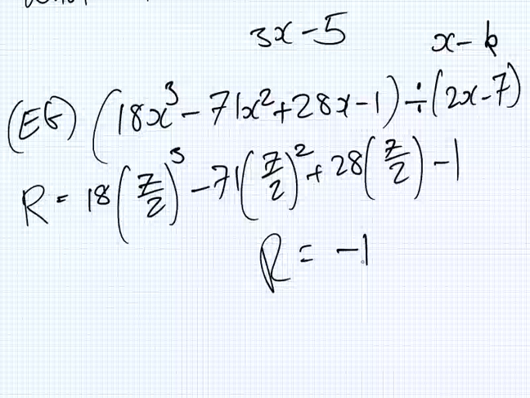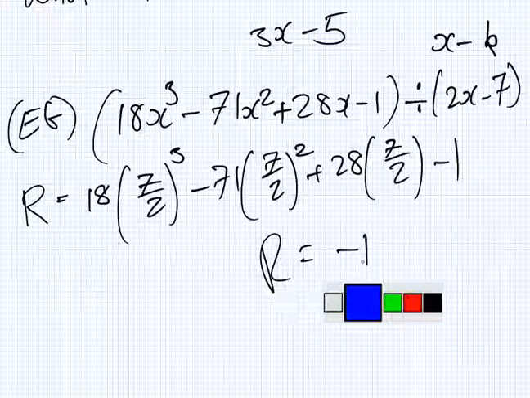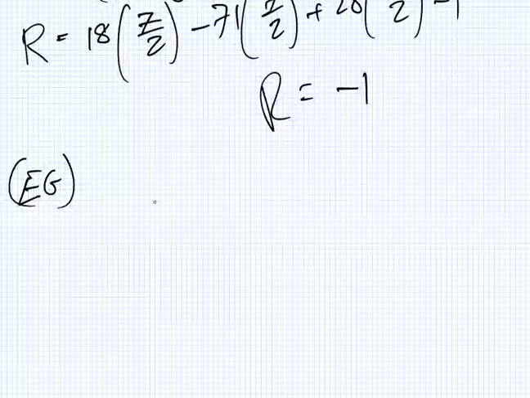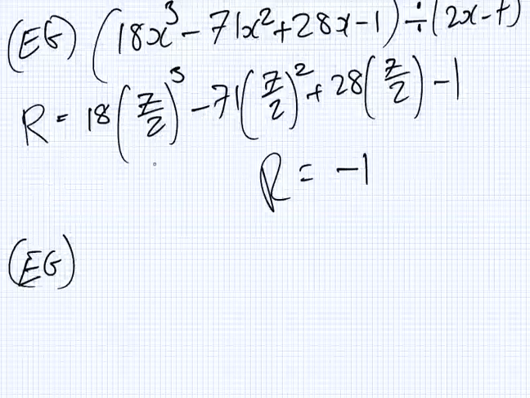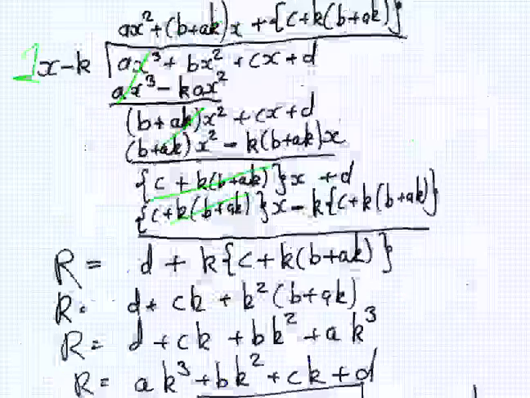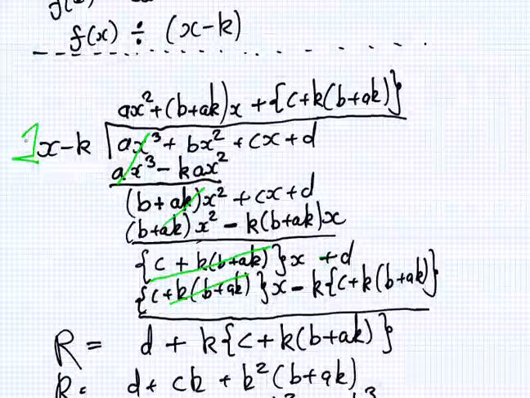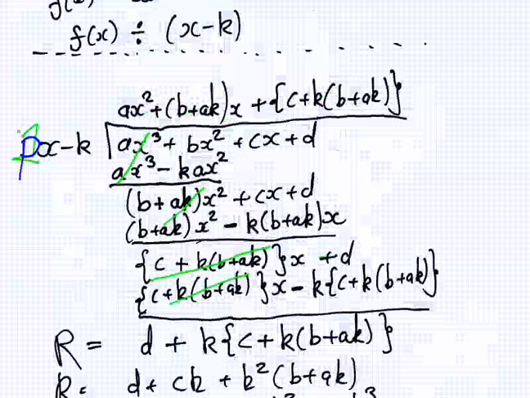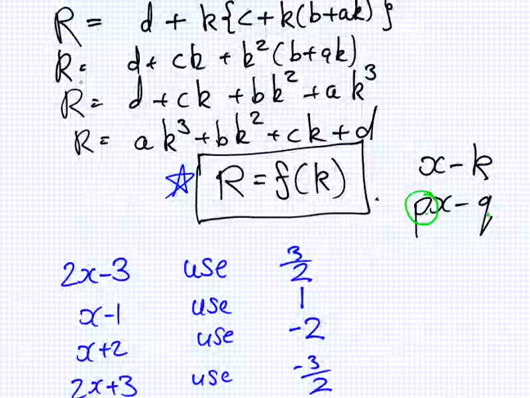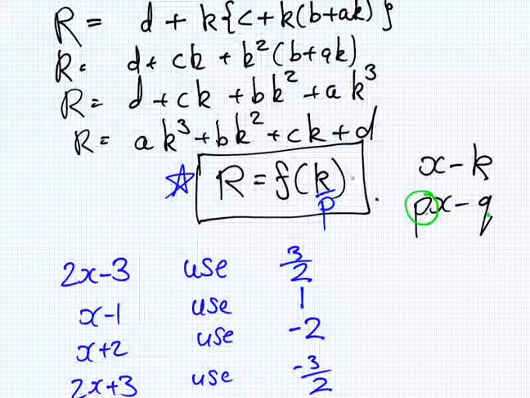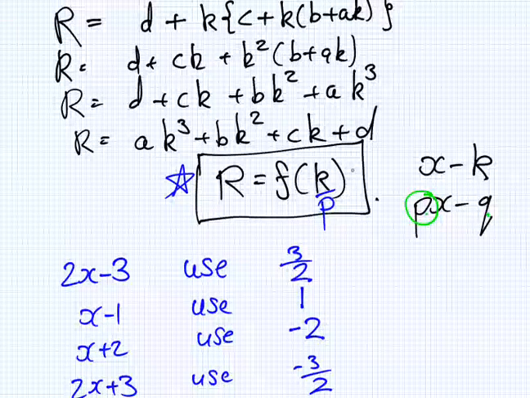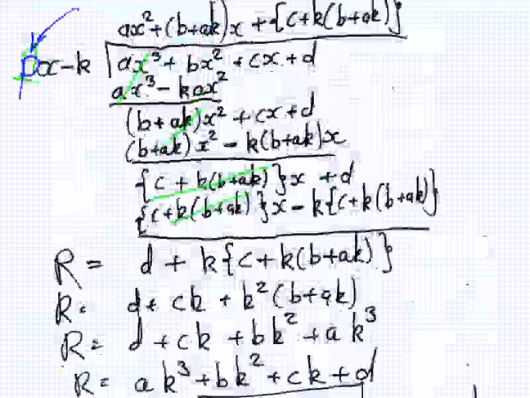Why do you use the root? Why didn't you use just 7? Now, this goes back to when we have x minus k. If there's no number here, yes, we can use 7. But if there's a 2 here, then we have to use 7 over 2. This formula here is for when the factor is like this. If you have a factor like px minus q, you have to make some correction because of the p here. P must be 1.